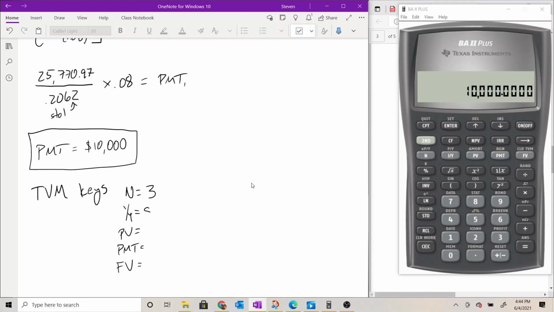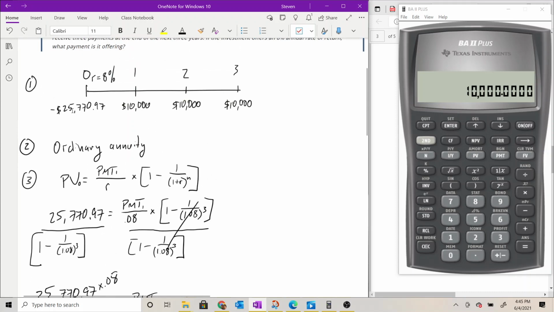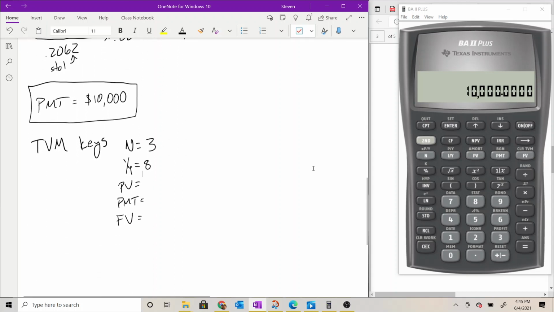I/Y is our interest rate. That is 8% in this problem, and remember, it is expecting a percentage, so we put in 8 instead of 0.08. Present value is what cash flow happens at the beginning of the timeline. And in this example, we're going to have a cash outflow of $25,770.97. And adopting the perspective of my pocket as the investor, that is going to be a cash outflow. So I'm going to record it as a negative.